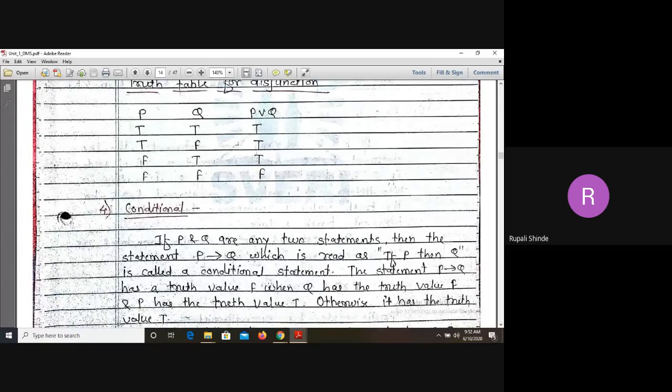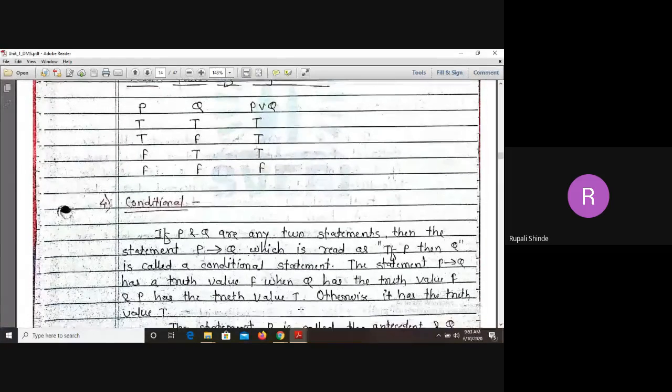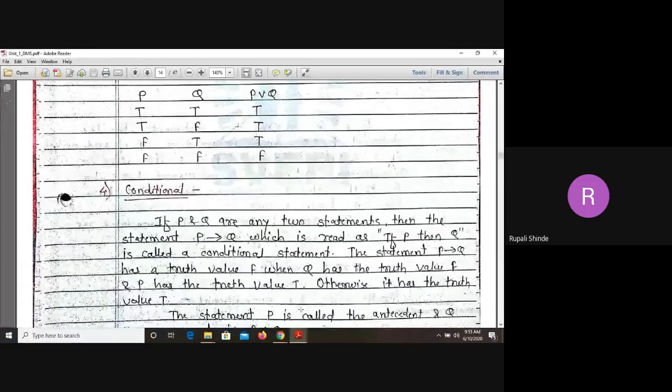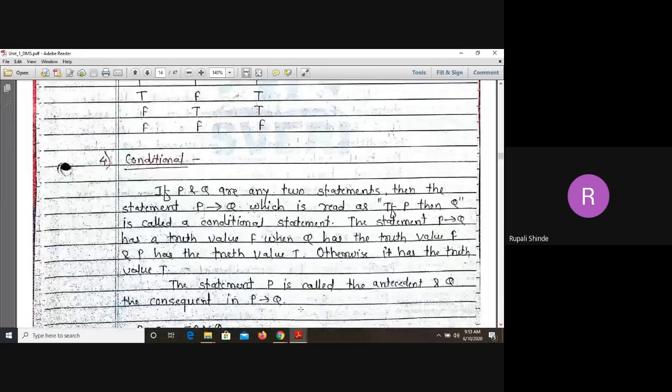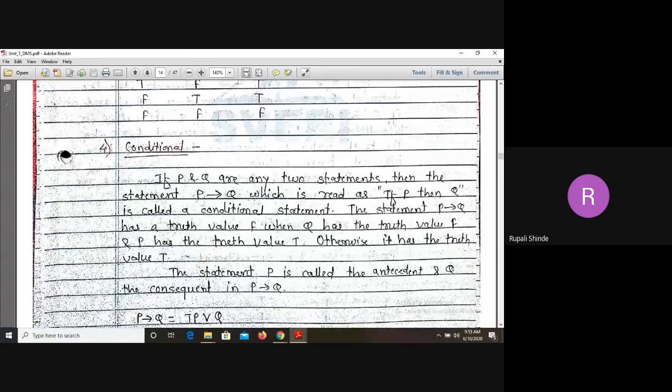Now, the next statement is the conditional. If P and Q are two statements, then the statement P conditional Q, which is read as if P then Q, is called a conditional statement. The statement P conditional Q has truth value F when Q has truth value F and P has truth value T. Otherwise, it has truth value T. Means, when P is having truth value T and Q is having truth value F, then only P conditional Q has truth value F. Otherwise, it is true. In the statement P conditional Q, P is called the antecedent and Q is called the consequent. Means, the first variable is P, that's why P is called the antecedent, and Q is the second variable, and that variable is called the consequent.